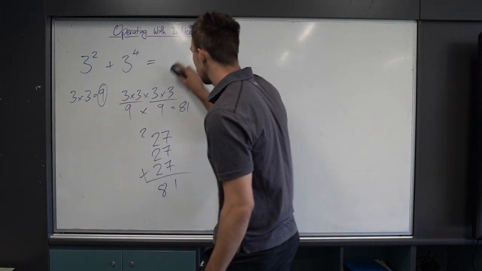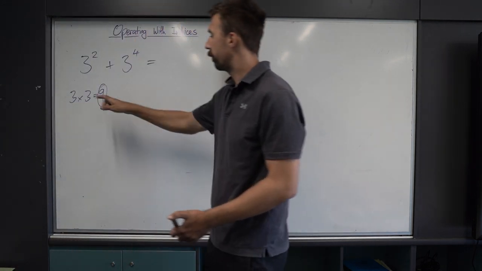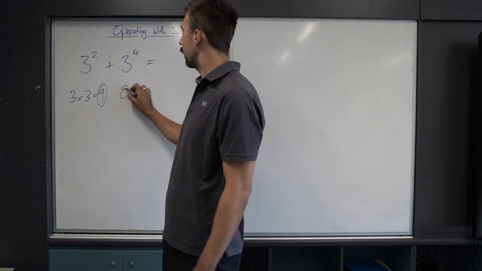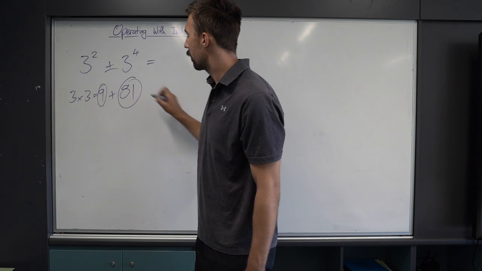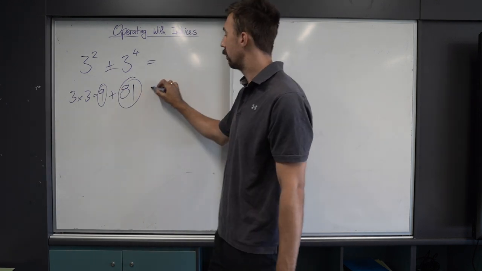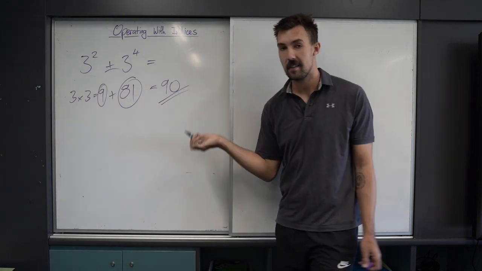Right, let's go back to this. So our first number is 9. And our next number is 81. What are they doing together? Plus. What's 81 plus 9? 90. There is your answer.